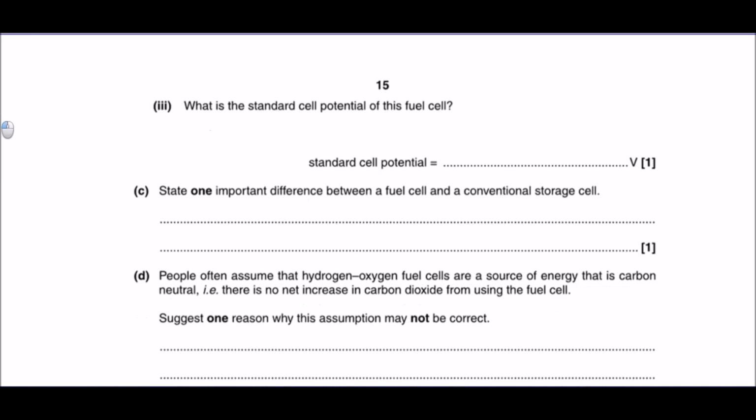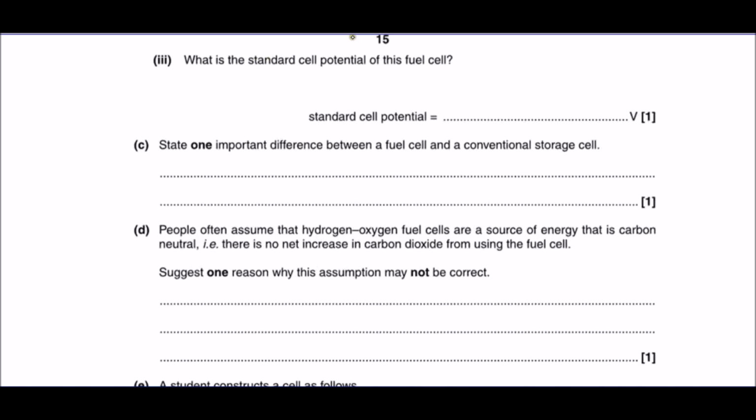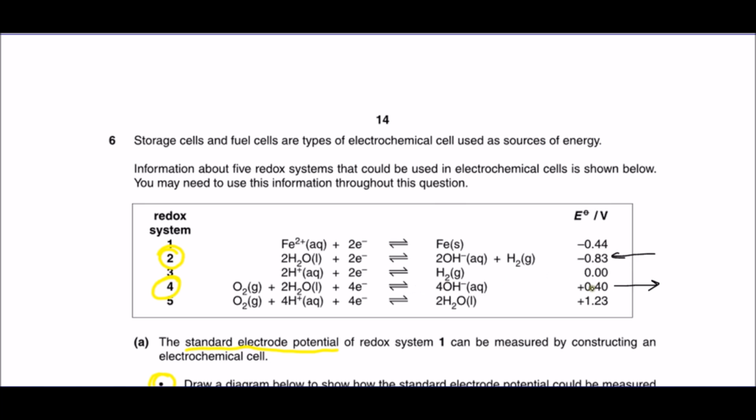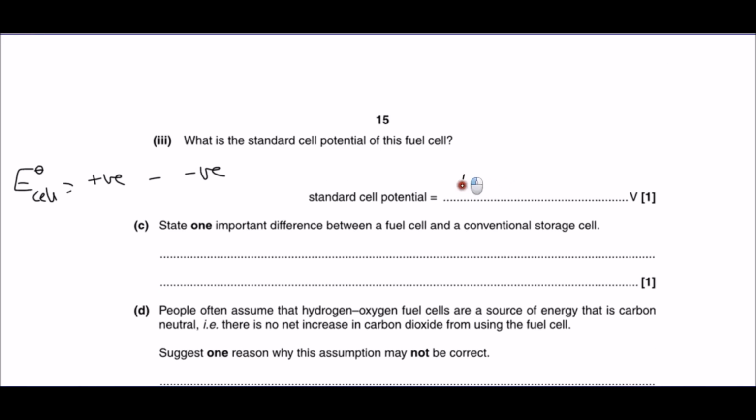Carrying on to part 3, it says what is the standard cell potential of this fuel cell. You should remember that E cell is equal to the positive terminal take the negative terminal. So we'll go back to that table. We've said positive terminal, so it's here, it's plus 0.40. I'm going to take away the negative terminal, which is minus 0.83. And that gives us an answer of 1.23 volts. So we're going to write that in over here.